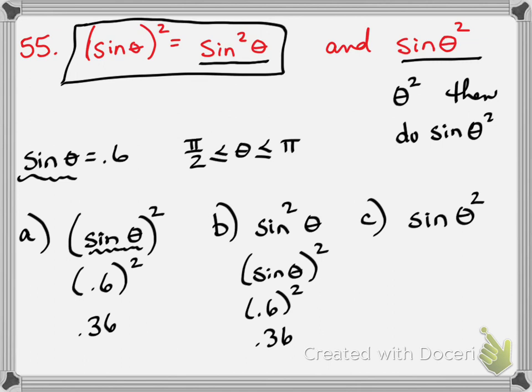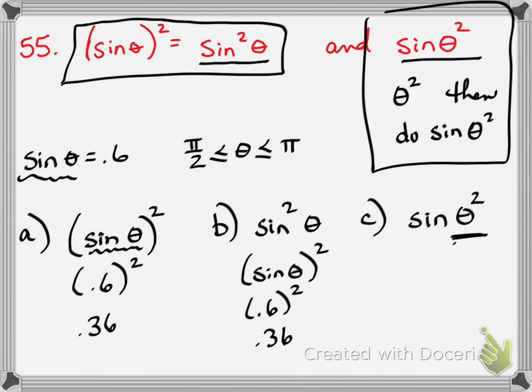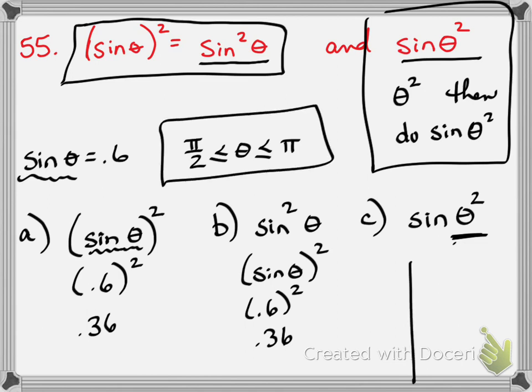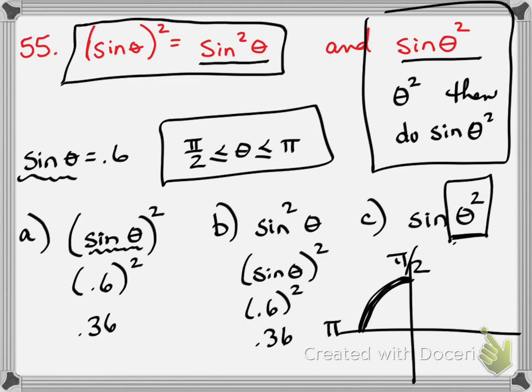Now to do that, that was right up here, we have to do theta squared first, but we don't know what theta is. All we know is theta is in between those values. All we know is that theta is somewhere between pi over 2 and pi, here between these axes, but we don't know where it is. So it's impossible for us to square it and then take the sine. So C part is impossible.